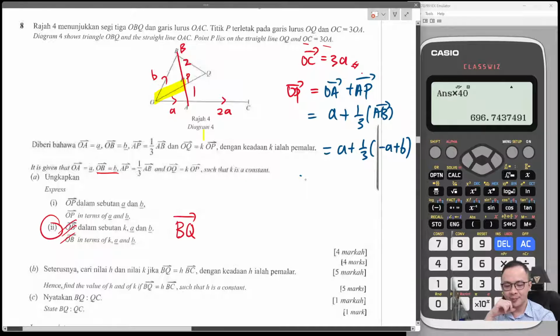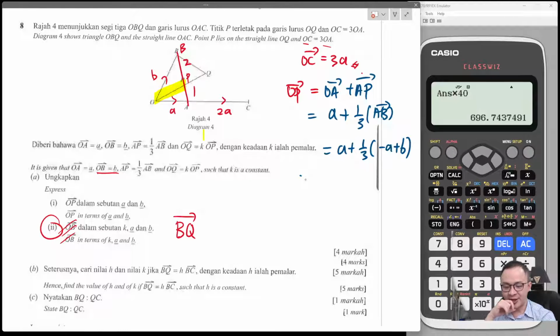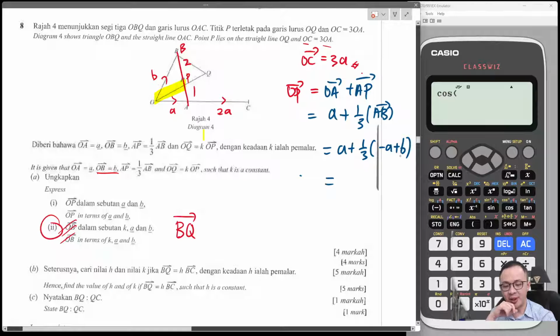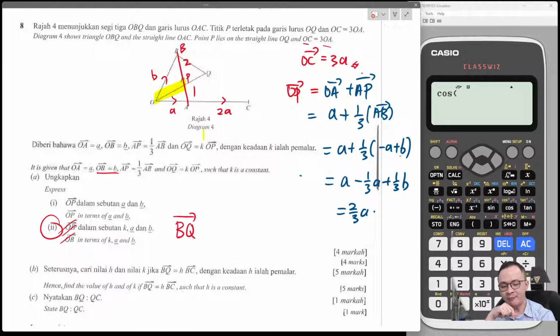Am I on the right track? Yeah, I believe I'm okay. So A minus 1 over 3A plus 1 over 3B. So I should get 2 over 3A plus 1 over 3B. Done. This is how I get the OP. But in the exam, maybe I will skip some steps.